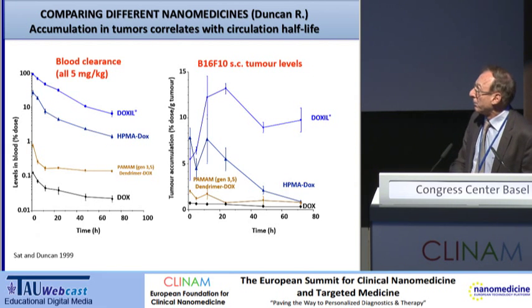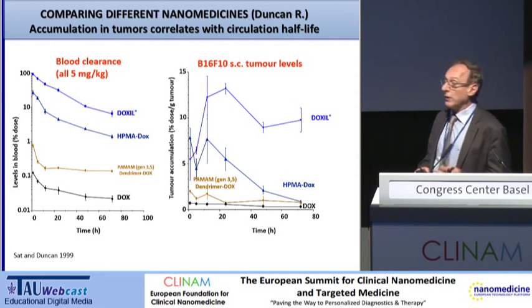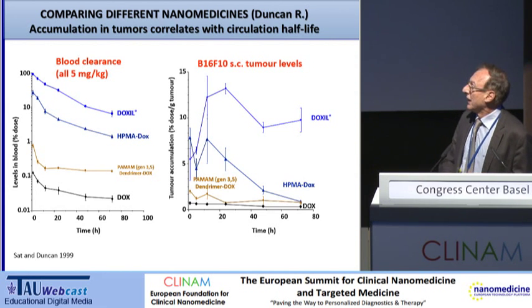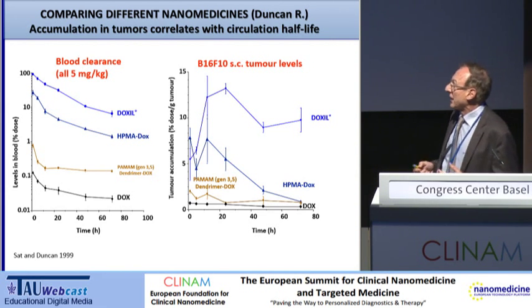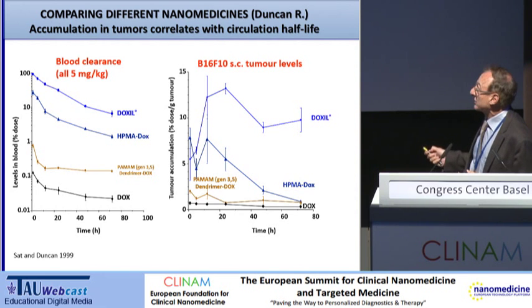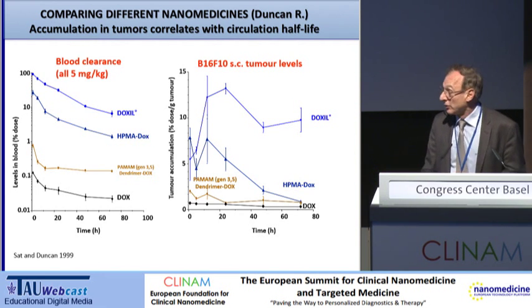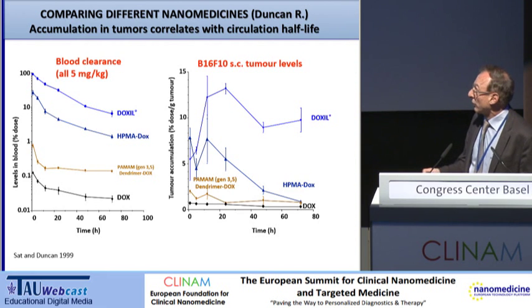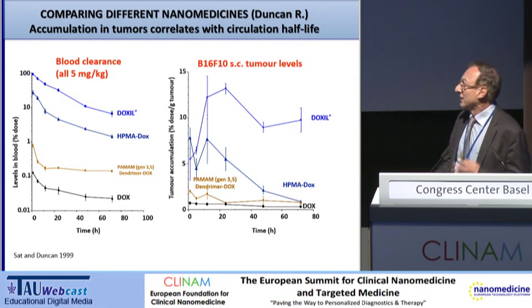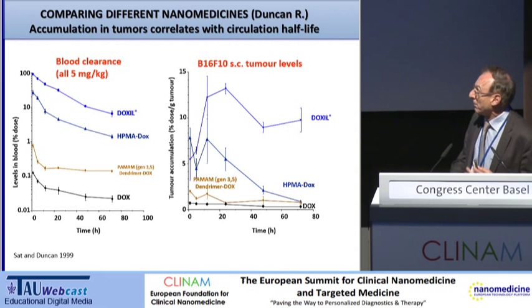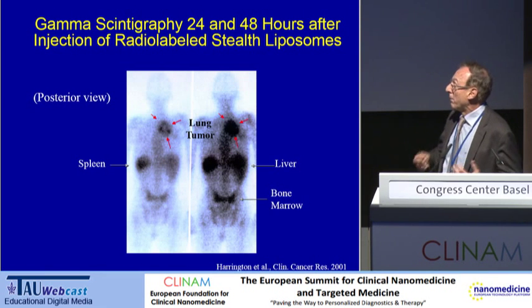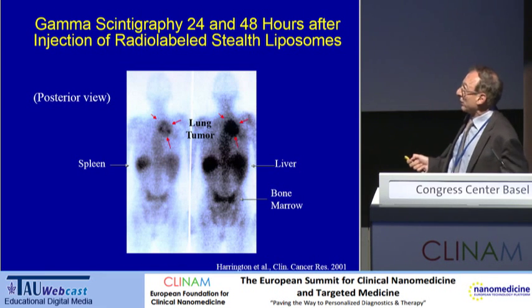So I think it is important to remember that when developing new systems of delivery, at least when you work with anthracyclines, your comparator should be Doxil or a similar formulation rather than using free doxorubicin, because what we need is only to make things even better and not go back and compare to the old drug.